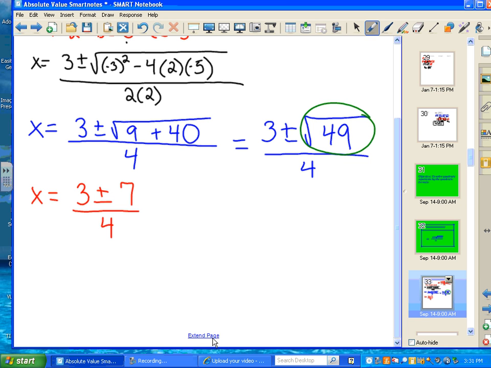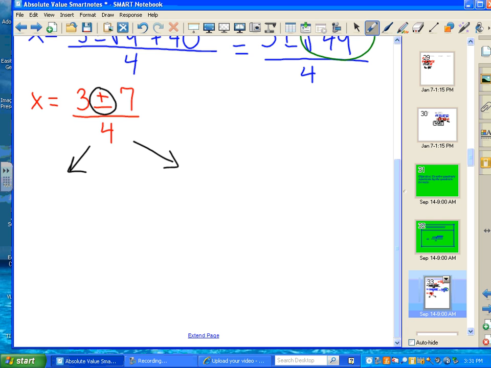Okay, the first one, I always start with the plus. It's 3 plus 7 all over 4. The other one is 3 minus 7 all over 4. So now this is just basic algebra. These are going to be our 2 x-intercepts.